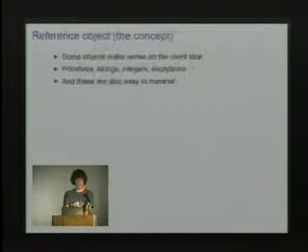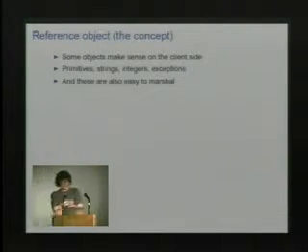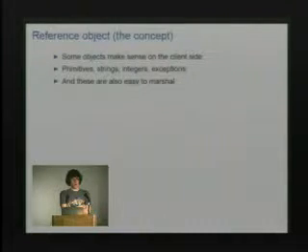Okay, so one other engineering detail. There are some objects that you can marshal easily and that make sense on the client side. For example, say I call an IDA function and it returns a string. I can just send over all of the data for that string and it makes complete sense to the client. So primitives, strings, integers, exceptions, these are all easy to marshal and they make perfect sense.